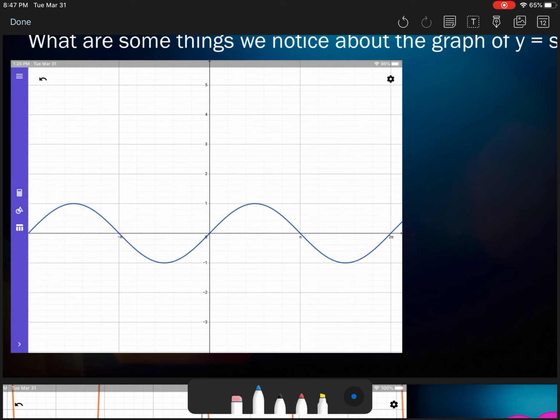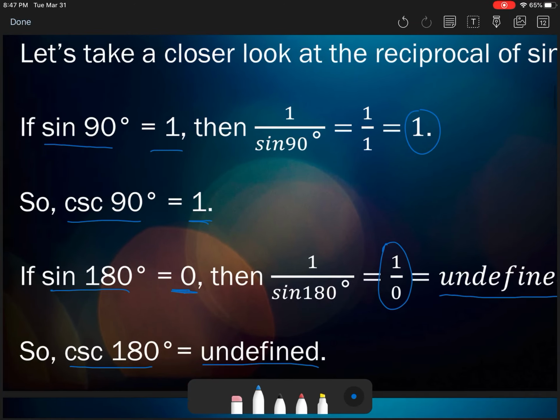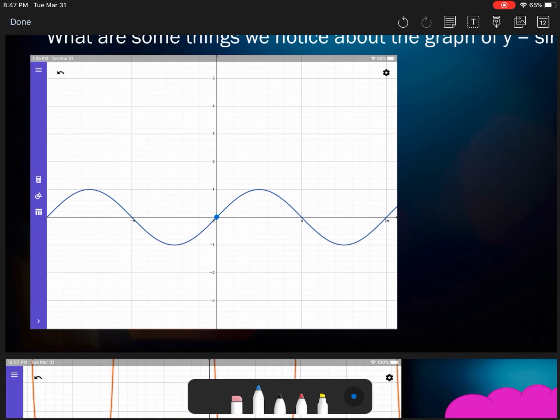But sine, remember, the sine of 0 is 0. So it's going to go through the origin, okay? And again, like we just saw, the sine of 90 was 1, which would be here. At that point, that would be pi over 2. You've got pi there, and you've got 2 pi. Remember, pi is the same as 180. 2 pi is the same as 360.